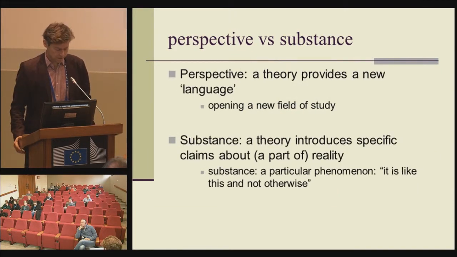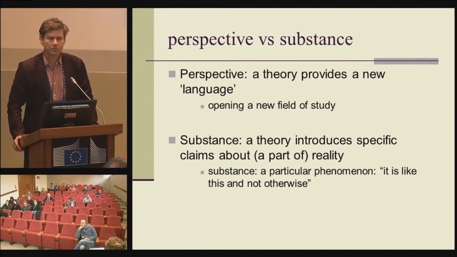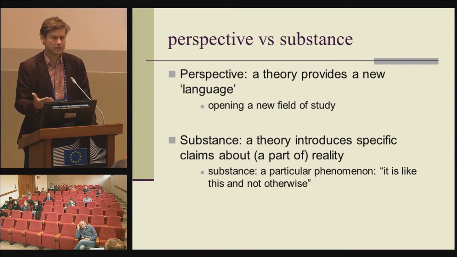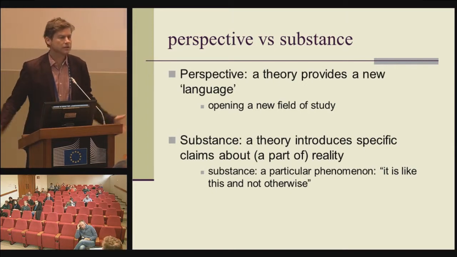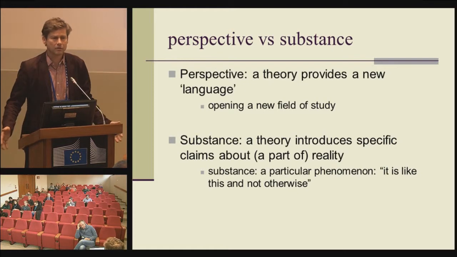The last tension is the idea of perspective versus substance. Maybe it becomes a bit abstract, but think about this. Every theory brings its own way of talking about reality. It has its own language, its own concepts, and it then becomes a way of looking at things. So when you start with variation and selection, then everything is variation and selection. You see it everywhere, and you can explain everything with variation and selection.